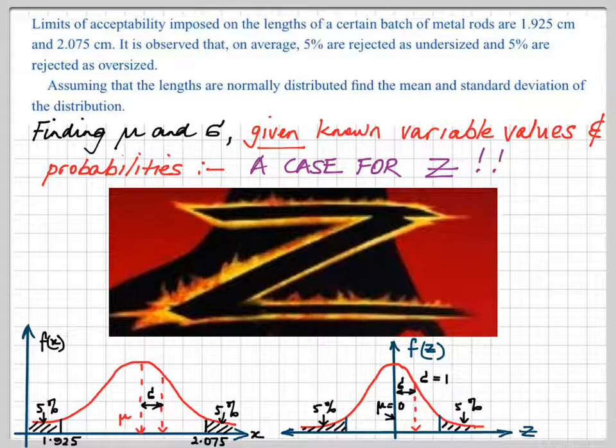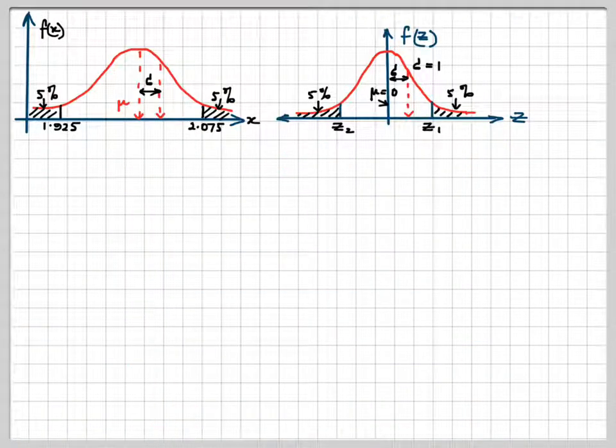In that case, we've got mu is 0 and sigma is 1, and if we could just find out those Z values which correspond to those 5% tails, I think we'd be in business. Indeed I do. Okay? So I'll call them Z1 and Z2, shall we? That's where we got to, wasn't it? Now I'll show you how easy it is.